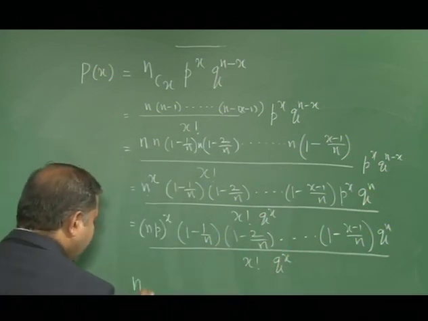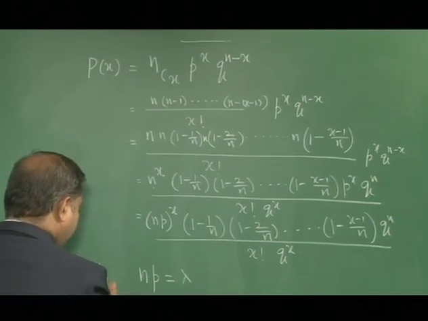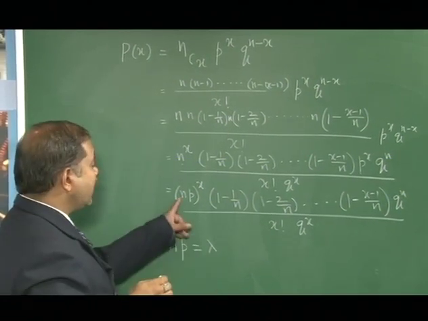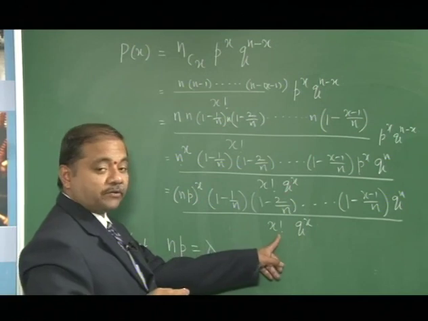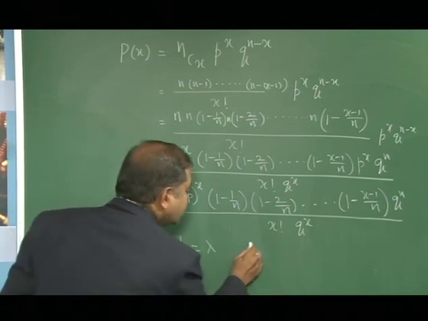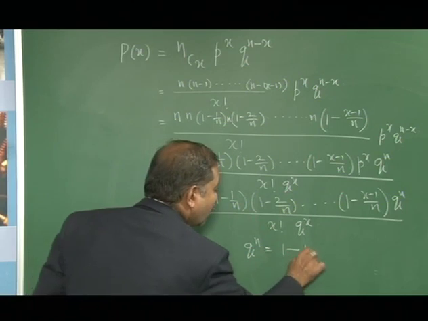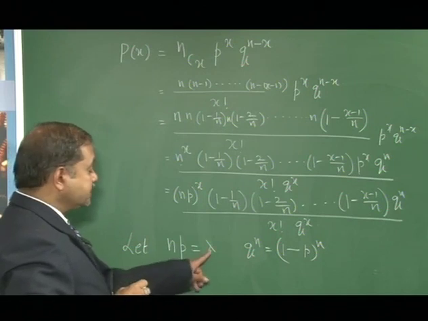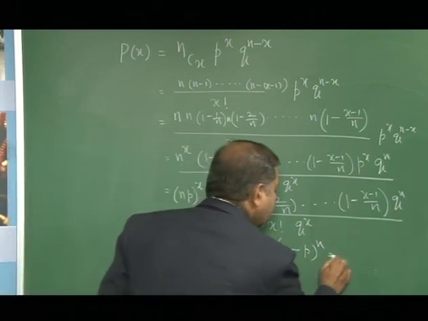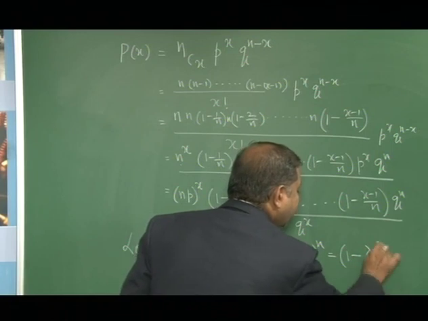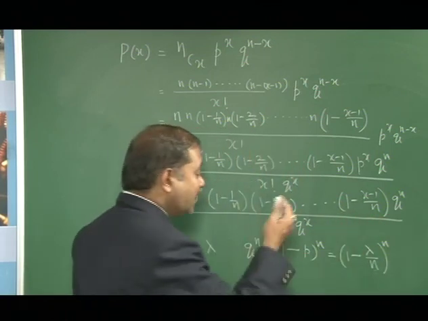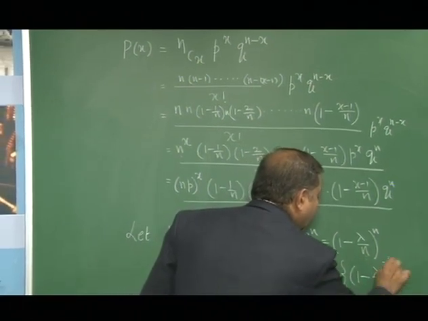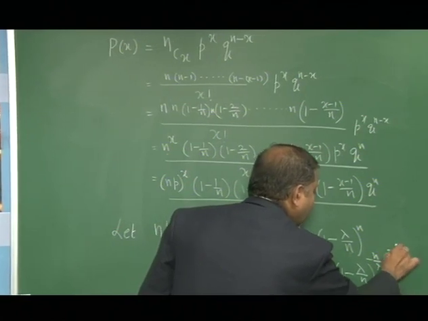So let me take np is equal to lambda. Let np is equal to lambda. I got 50% of the answer: lambda power x by x factorial. Now what is your q power n, which is nothing but 1 minus p power n. From this, what is p? It is lambda by n. So this is equal to 1 minus lambda by n power n. Adjusting, 1 minus lambda by n power minus n by lambda, to the power minus lambda.